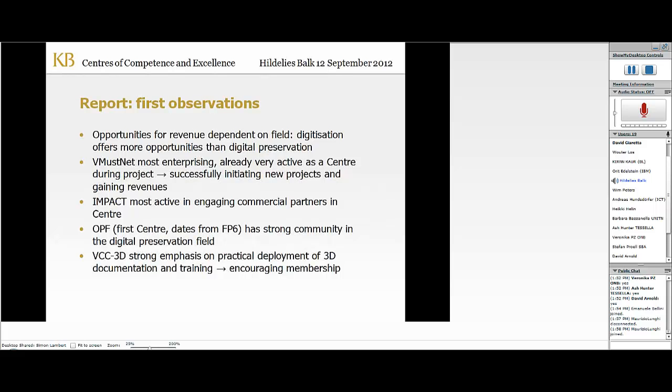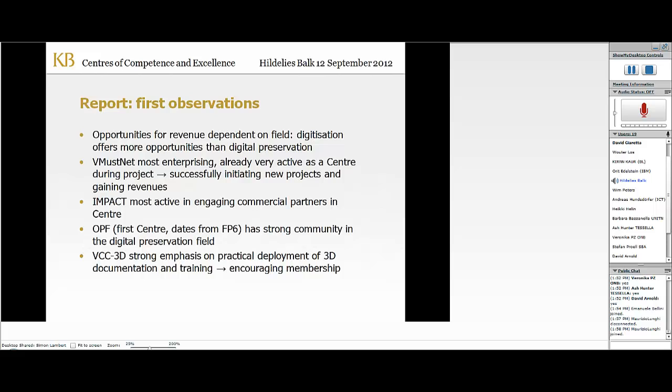Now, the opportunities for revenue: paid services, paid sponsorship, it's really dependent on the field. I've noticed that digitization offers more opportunities for sponsorship, etc., than digital preservation, for instance. Digital preservation, so far, it's very difficult for companies also to find a good business model for offering things there. Relatively little money is spent on digital preservation in content holding organizations. It becomes more and more, but it is not usually spent on one big service or something.